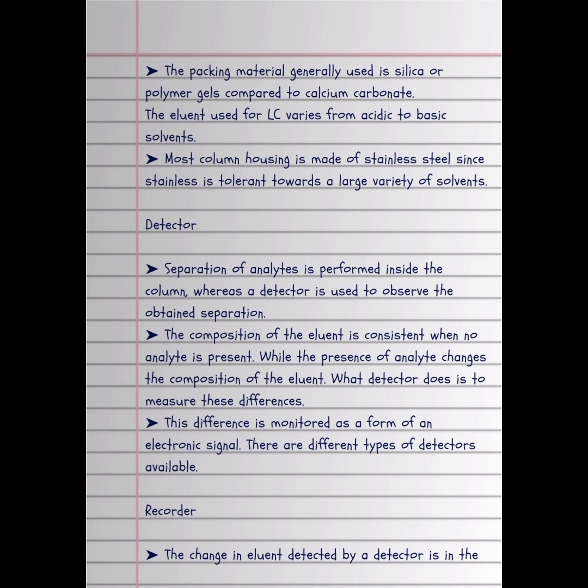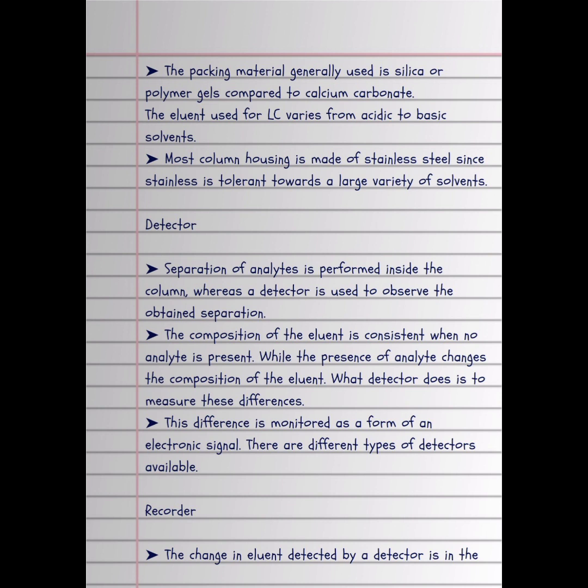Detector. Separation of analytes is performed inside the column, whereas a detector is used to observe the obtained separation. The composition of the eluent is consistent when no analyte is present, while the presence of analyte changes the composition of the eluent. What the detector does is to measure these differences. This difference is monitored as a form of an electronic signal. There are different types of detectors available.